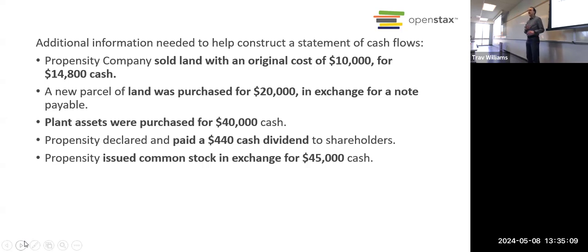Remember how I said, if you buy long-term assets, it's like you're investing in your own company, right? So it goes under the investing section. The company then paid a dividend to shareholders. Which section would that go under? Operating, investing, or financing?